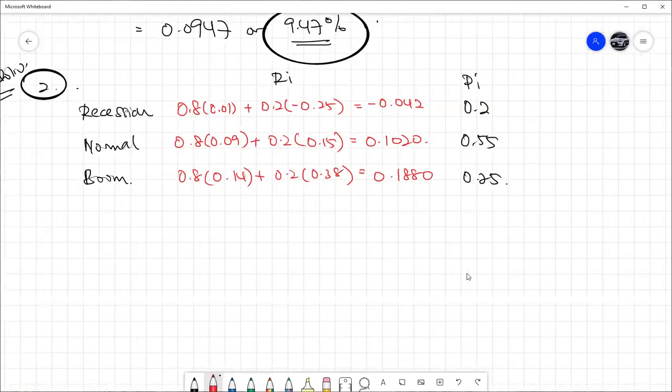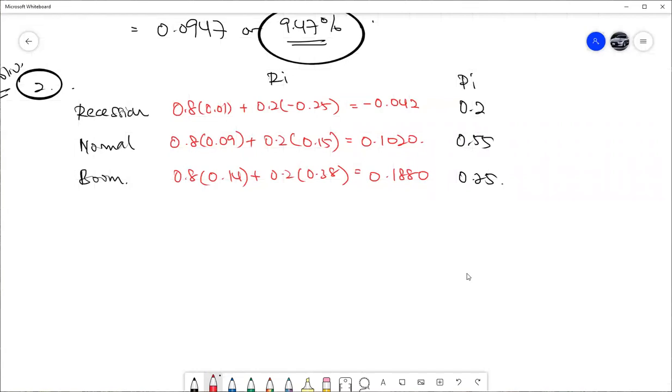So you already have the return of your portfolio for the three different scenarios. Then total up the sum of probability multiplied by returns. This gives you negative 0.84, which is in percentage form already. If it's not in percentage form, it is negative 0.0084. It has already been converted by multiplying by 100%. Then 0.102 times 0.55 gives you 5.61%, and the last one gives you 4.7%. So totaling all up together, you get 9.47%. This is the expected return of your portfolio.